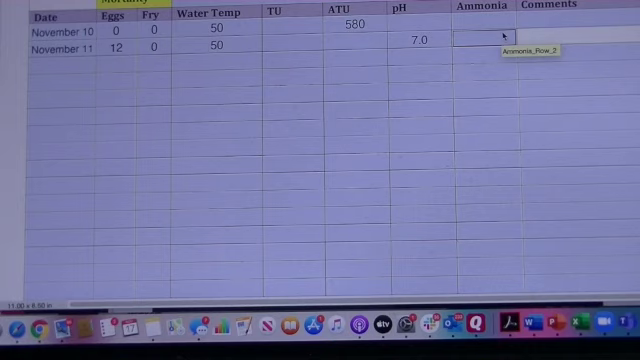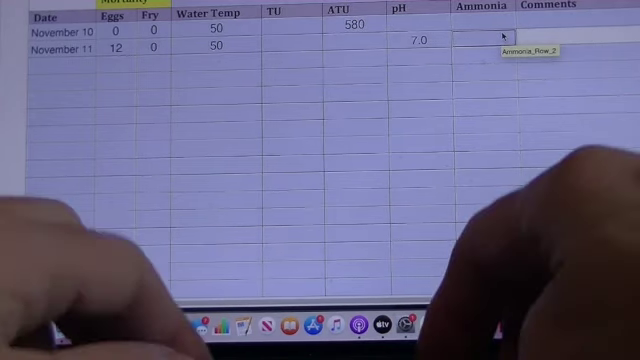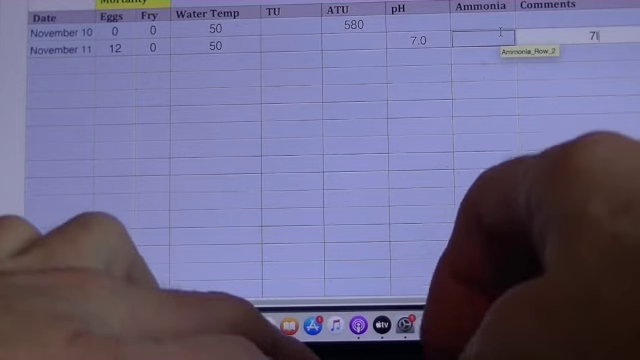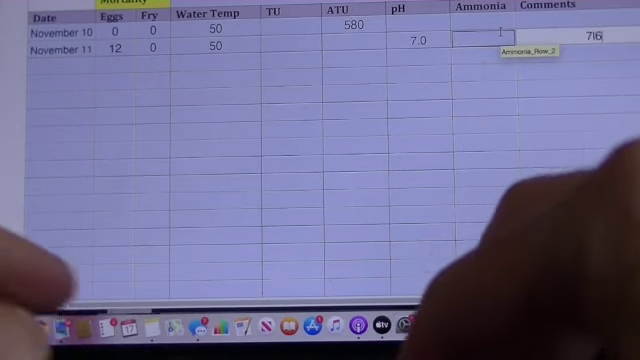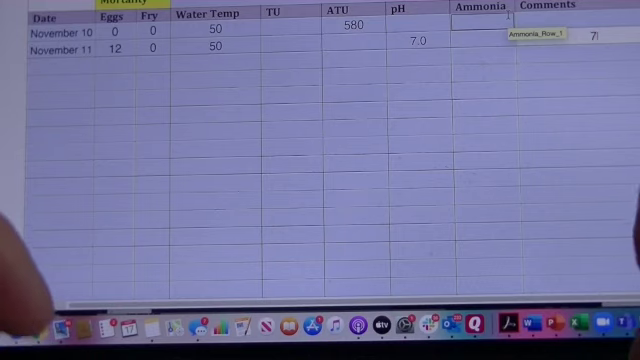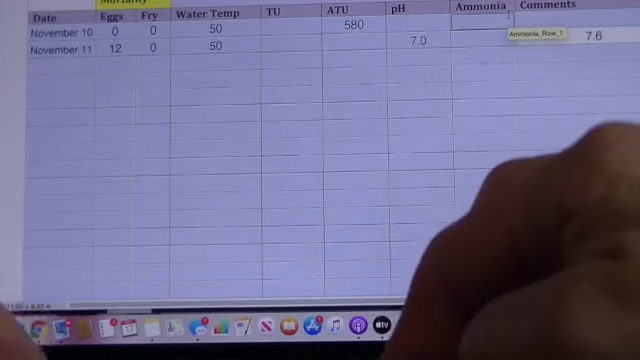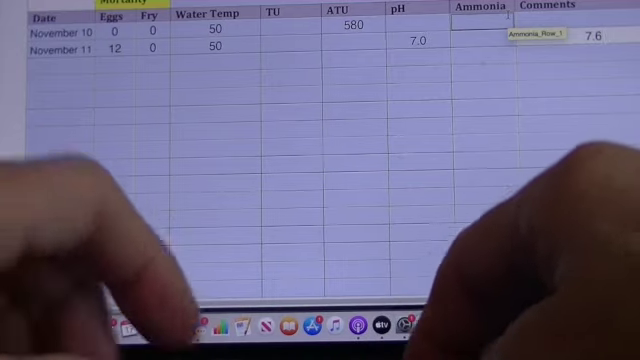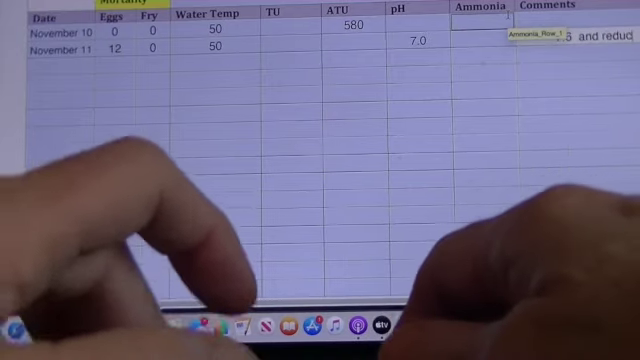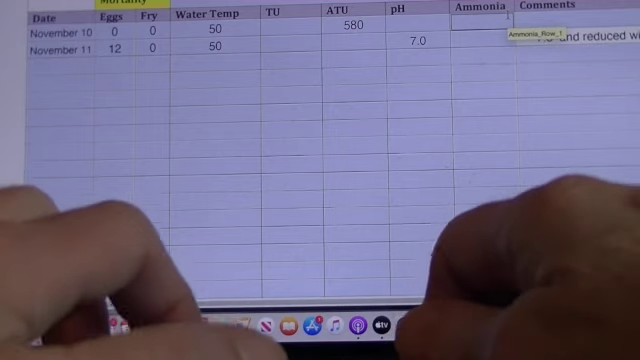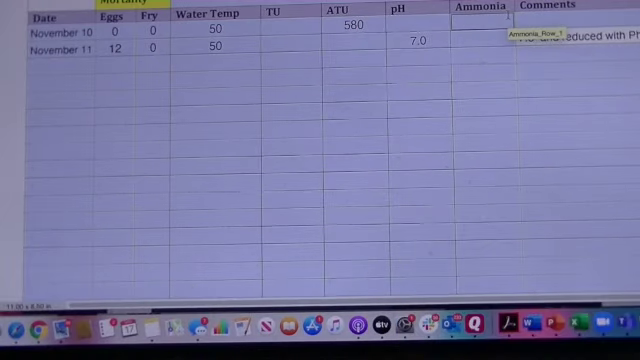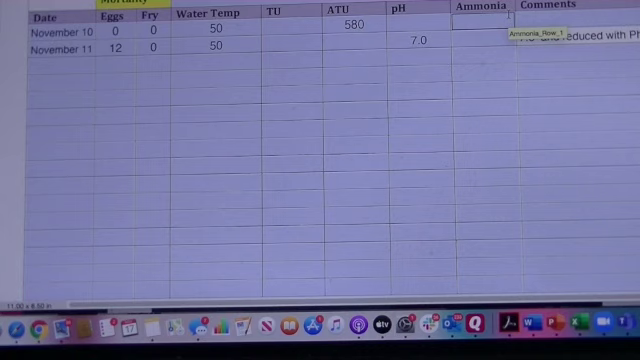So in the comments section, I do want to make note that the pH was at 7.6, but we had to lower it. So I'm going to type in 7.6 was the pH, and that we reduced it. pH down. So that way we have a record of that.